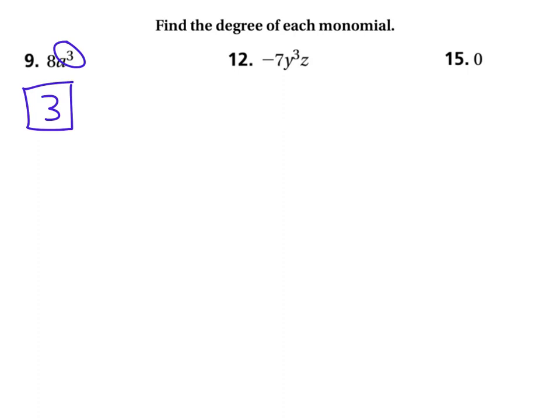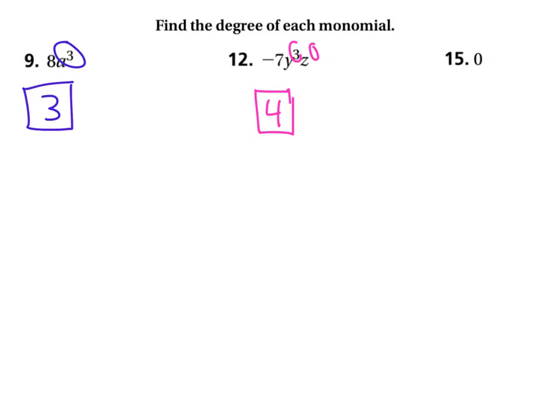Okay? And for number 12, because there are multiple variables in it, we essentially take the exponents, there's a 3 and there's an invisible 1 over the z, and we add them together. What's 3 plus 1? That's 4. So this has a degree of 4.